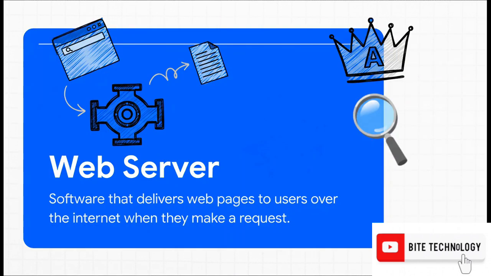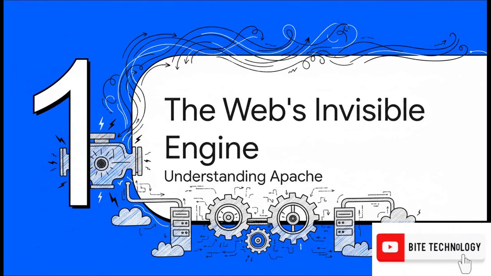That's what we call a web server. Its job is pretty simple, really. It gets your request, and then it serves the right web page back to your browser. And for a huge part of the internet's history, the undisputed king of web servers has been the Apache HTTP server. So, let's get to know this invisible engine, right? The one that's been powering so much of the web as we know it for decades.